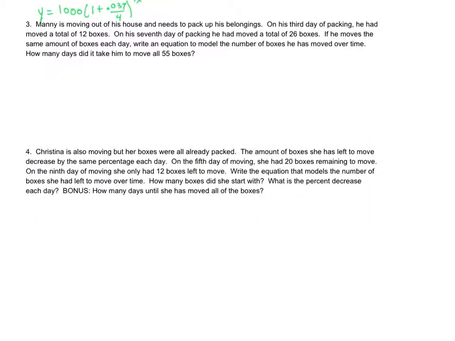So what we'll do now is take a look at these two word problems. We have Manny, who's moving out of his house and needs to pack up his belongings, versus Christina, who has her belongings packed and is also moving stuff out. The question is asking us to write an equation to model the number of boxes he has moved over time. The key phrase in this first example is that he moves the same amount of boxes each day. As we make a table of values, we know that on the third day of packing he's moved a total of 12, and on the seventh day of packing he's moved a total of 26.